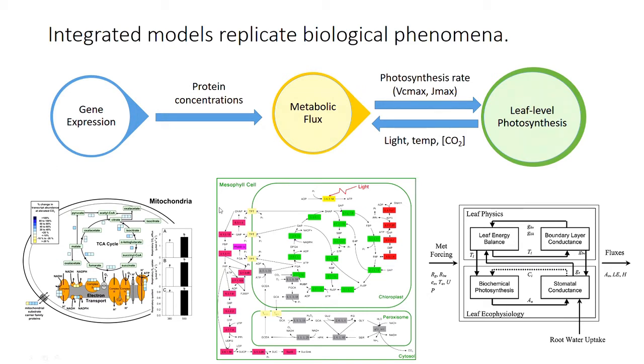This image is showing you the pieces of information, or the connection points, between the models. We use gene expression data to calculate protein concentrations, which were used to update the metabolic flux model. Those newly determined fluxes were used to update the macro level model, and the macro model could also feed environmental data down to the metabolic flux model.